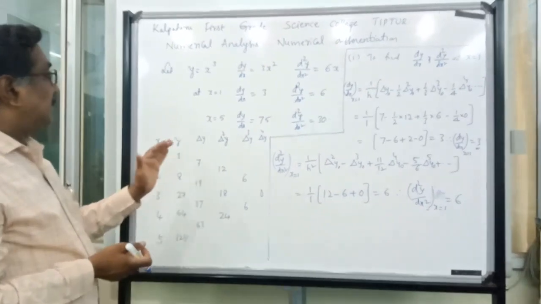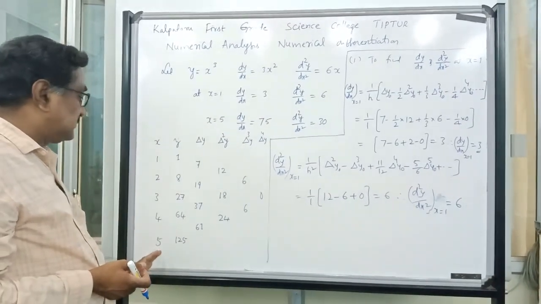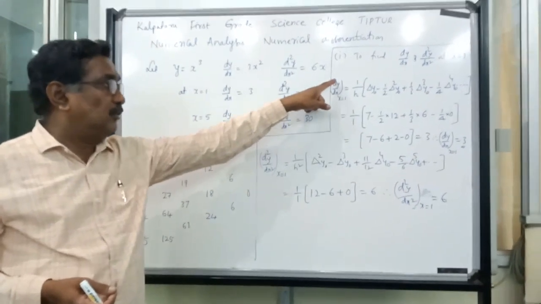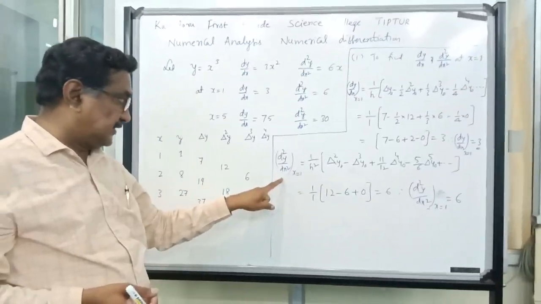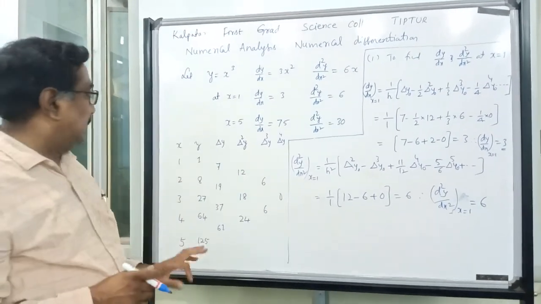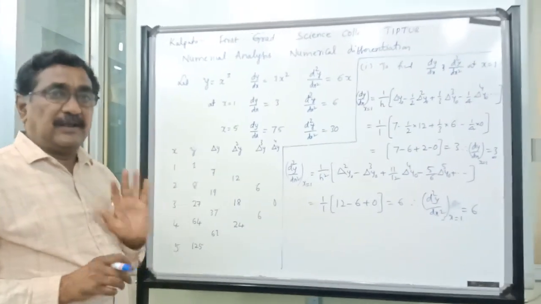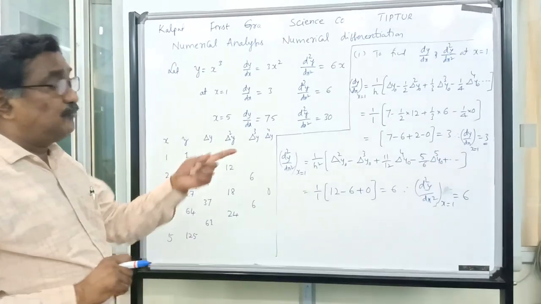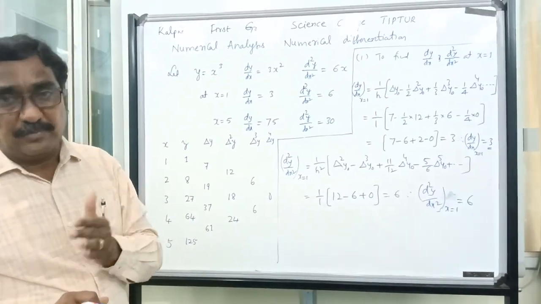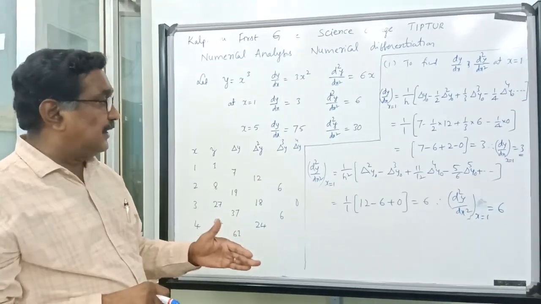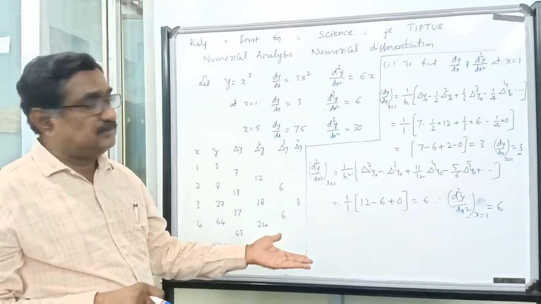If the required derivative corresponding to a particular argument lies at the beginning of the table, we have to make use of two formulae, dy/dx as the first formula and d square y by dx square as the second formula, to find the first derivative as well as the second derivative. Similarly, if the required derivative lies at the end of the table, we have to make use of two formulae using the Newton-Gregory backward interpolation formula. By means of that formula, we derive those two formulae, and hence we get the differentiation values.